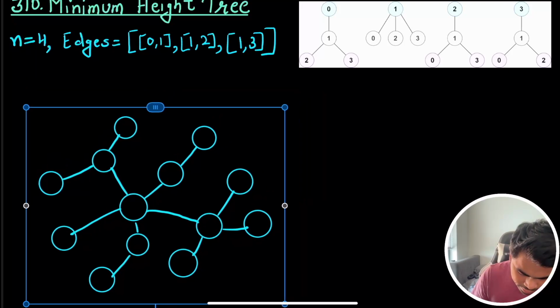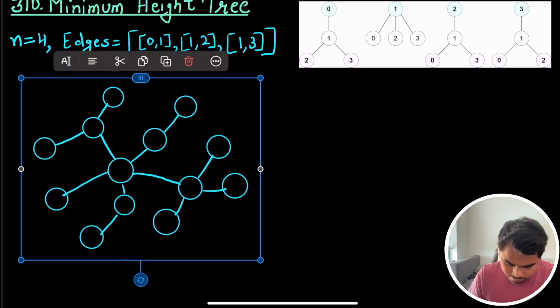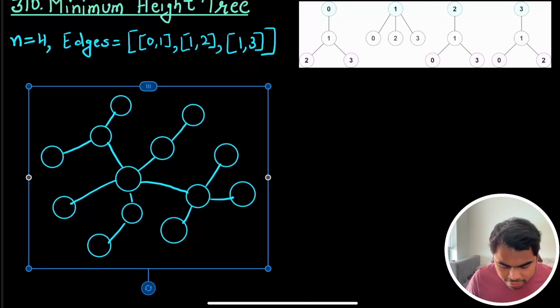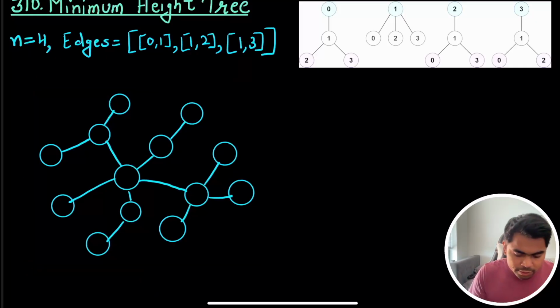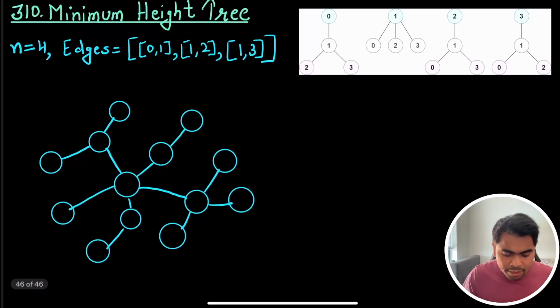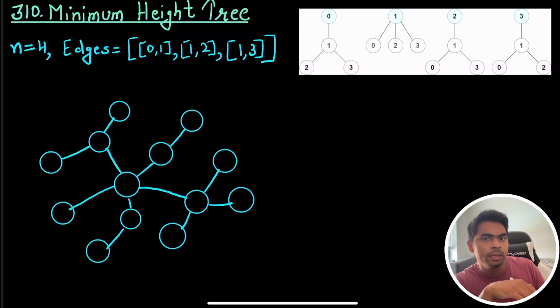I'm drawing this tree right here, or graph, you can say. And let's make some observations. What I'm trying to do, I'm trying to find the minimum height of this tree. What is that root? If I choose that root, I get the minimum height of the tree.